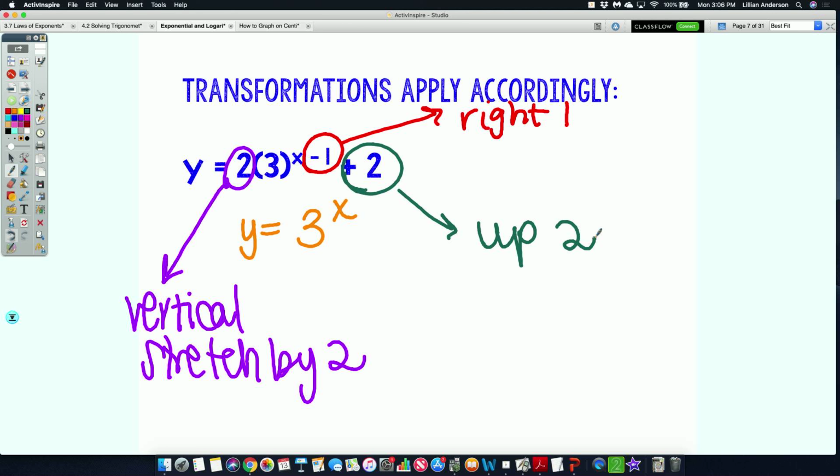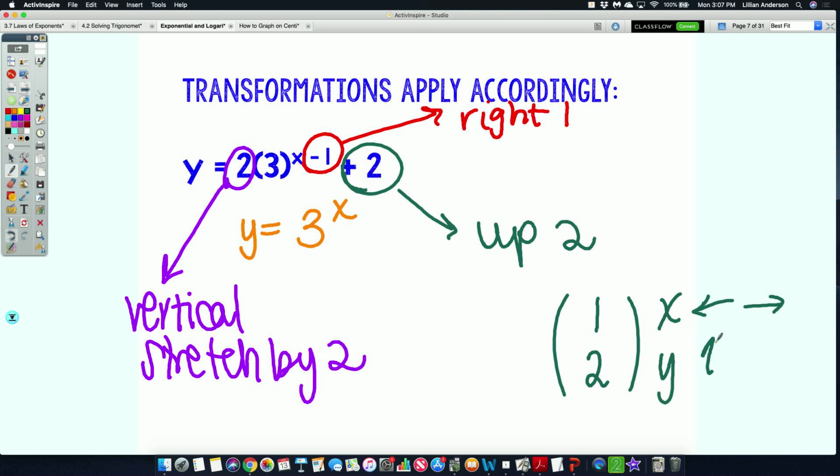Okay? And just to review real quick, if it's written in vector format, remember, vector format, that's your x, horizontals, left and right, your y's, up and down.